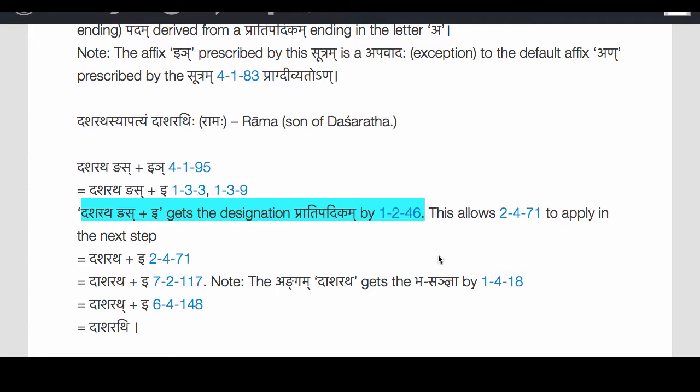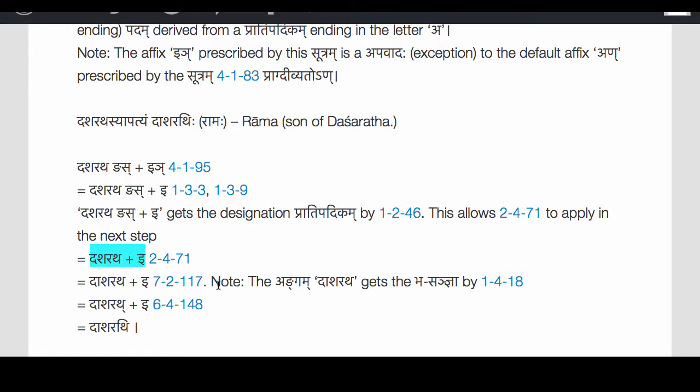And Daśaratha nyas plus e gets the designation pratipadikam by 1246 krit tadita samasascha, because we have formed it adhitaha. This allows us to apply 2471 supo dhatu pratipadikayoho to perform the look elision on the sup affix nyas, which is inside the pratipadikam. So now we have Daśaratha e.